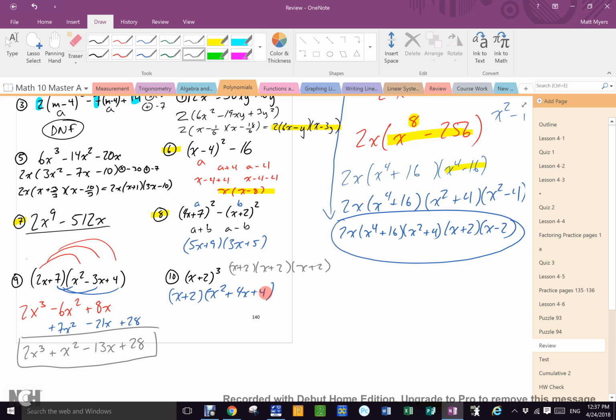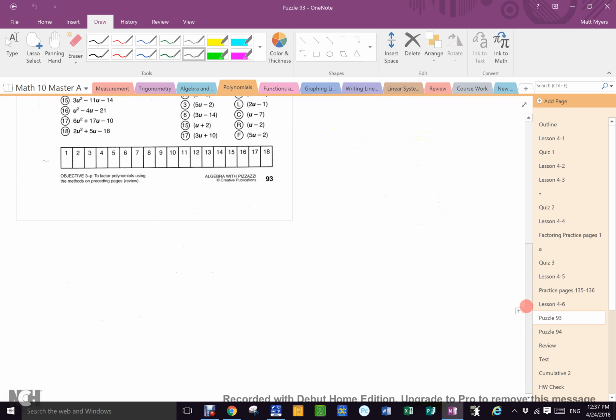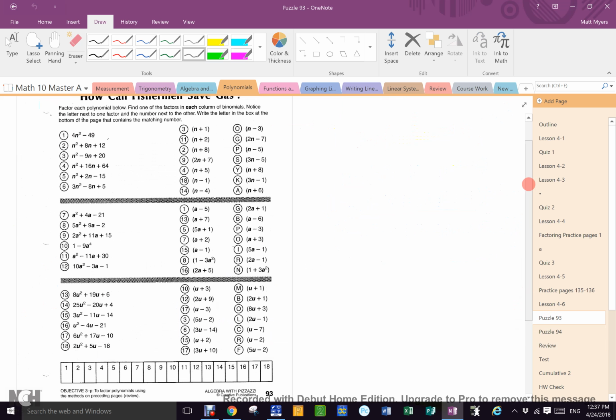Anybody want to see anything more? It's 12:37. I could get you a couple of the fun puzzle sheets that aren't in your book. And you could practice factoring. And you would get a good joke.